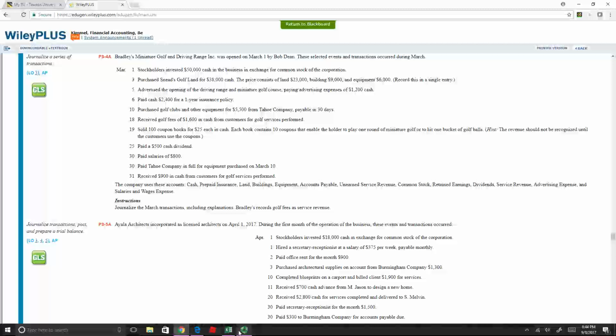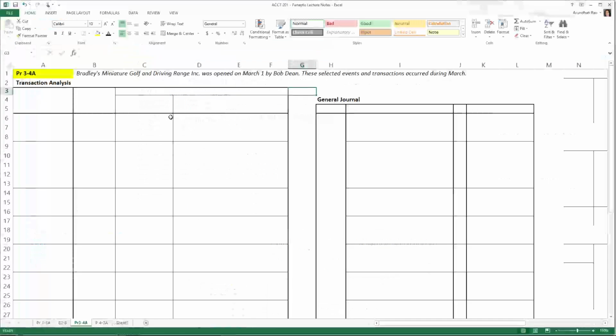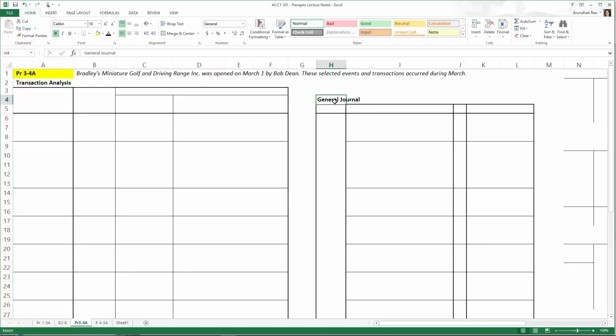Now I'm going to be doing my work in Excel. You will be doing your work on Wiley Plus, and that looks a little different, as you already know. So in addition to doing the journal entries, I'm going to do the step before, which is transaction analysis, and I will do the step after, which is posting into the ledger. I'll explain that to you, and subsequently we'll do the trial balance.